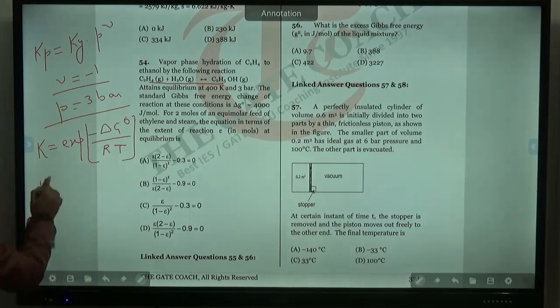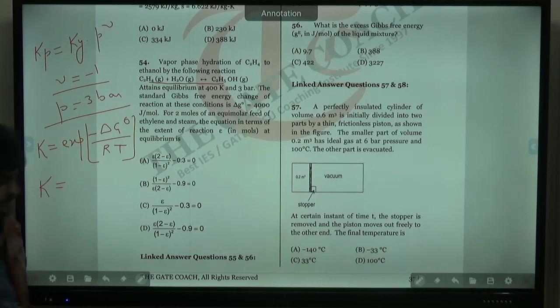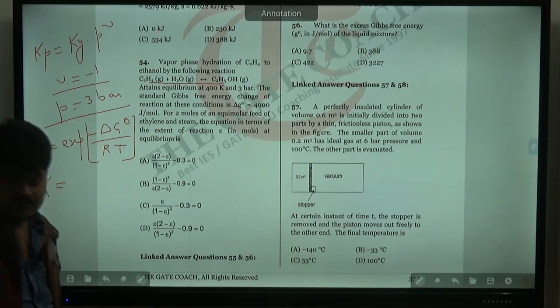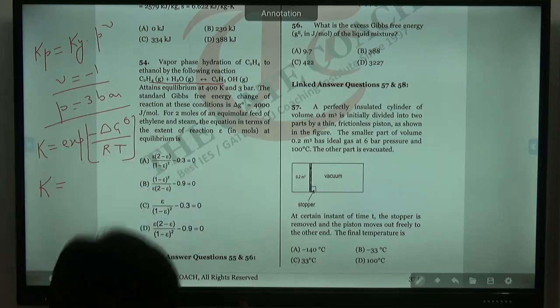When you put the values, you will get K is equal to... where is my calculator? Just a minute, I am coming.